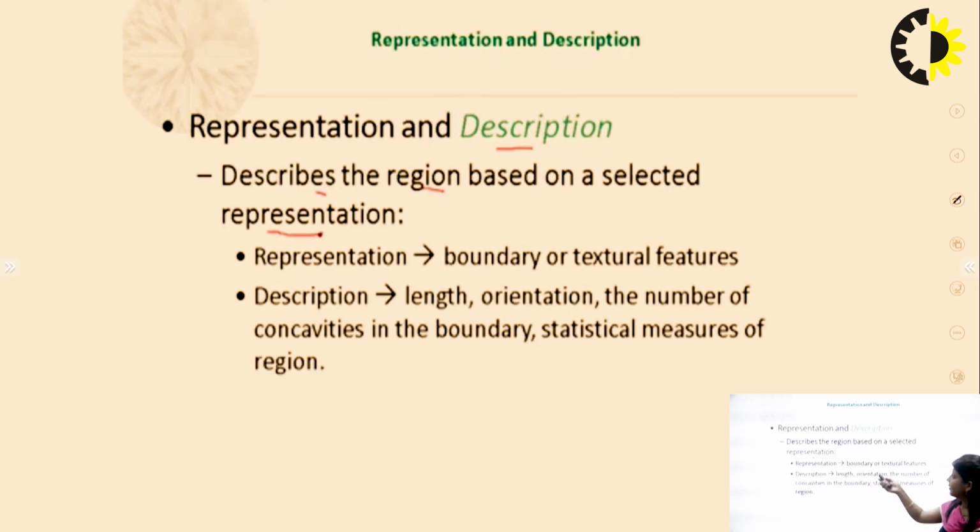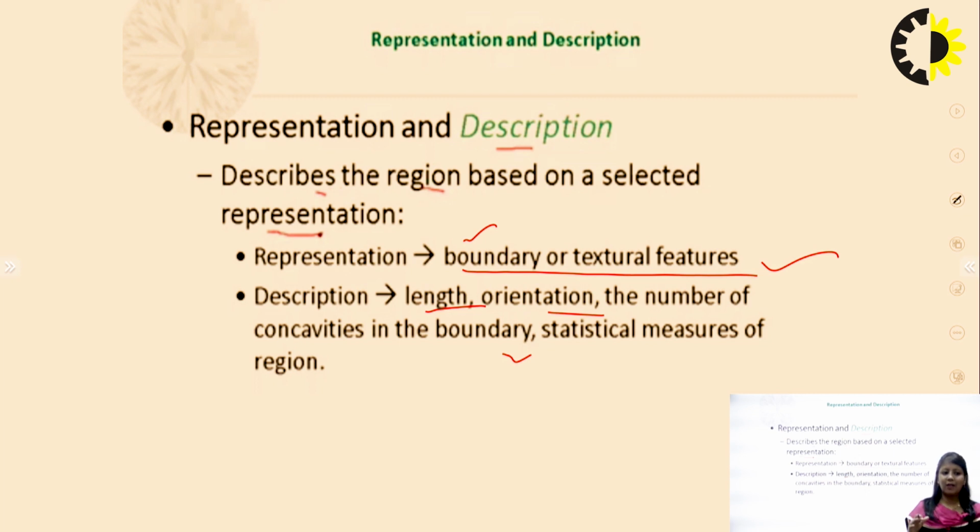Next, what is description? Description describes the region based on the selected representation. So representation is like boundary or texture feature. We have to identify the boundary value, or the shape or texture of the object, which is covered under the representation part. And description is the length of the object, or the orientation of the object, and the number of concavities in the boundary.